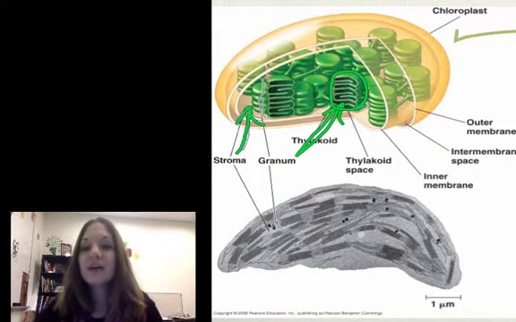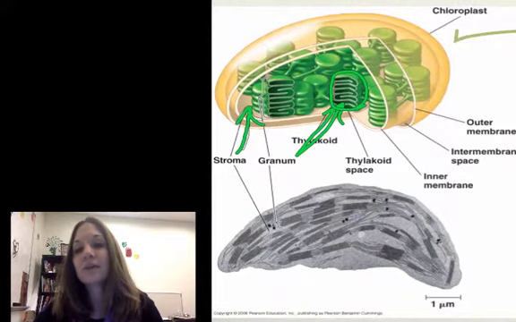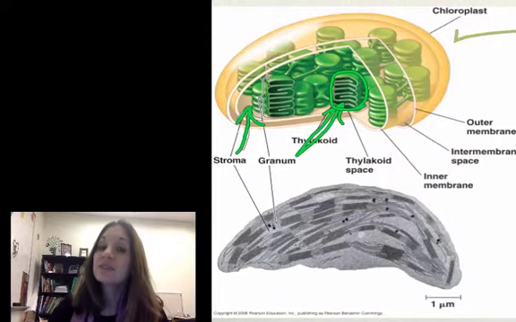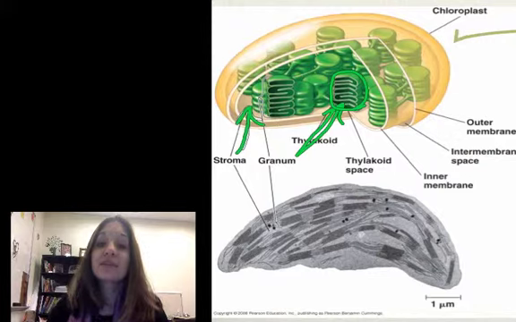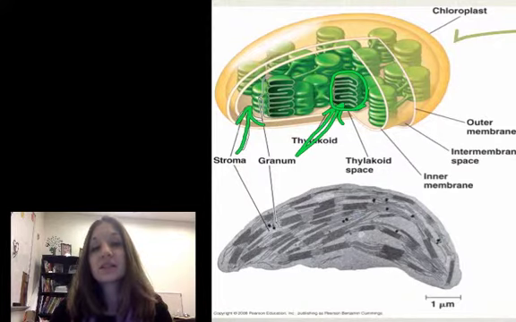Now, the plant cells are packed full of chloroplasts. And different kinds of cells will have different amounts of chloroplasts in different distributions. But chloroplasts are really the functional area, the functional space where photosynthesis is occurring.